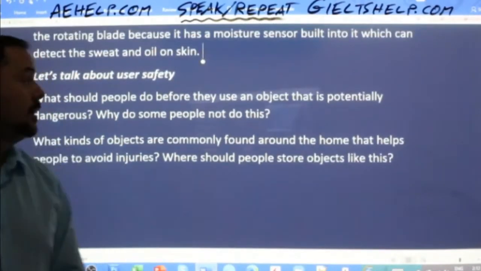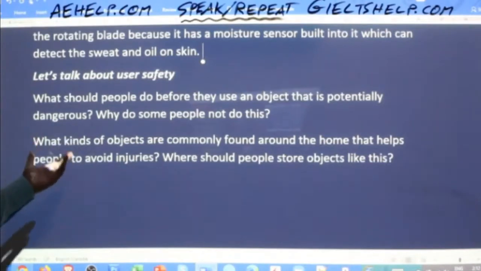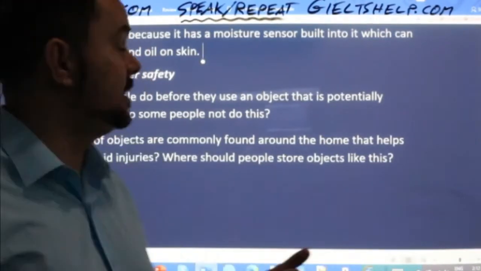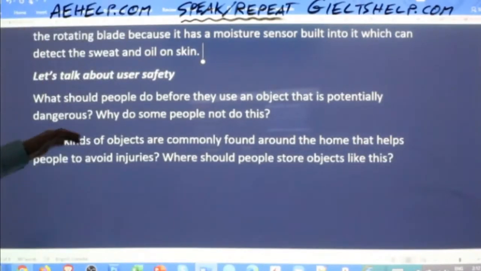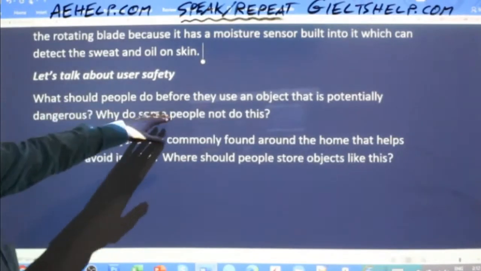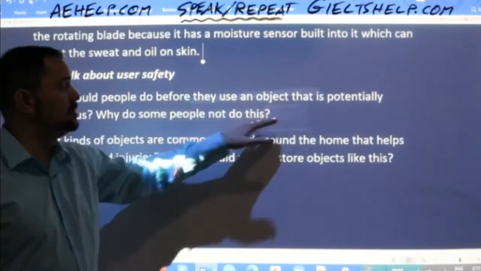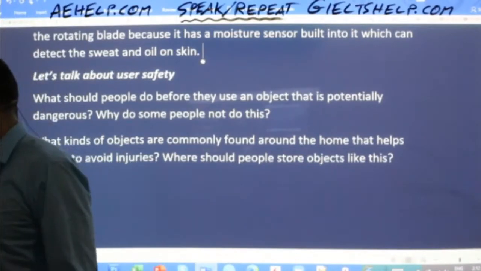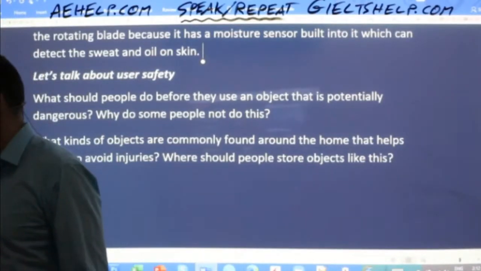Here we go. So you're doing a good job. You're moving along nicely. You're giving answers, explanations, and examples. And then the examiner says, okay, let's talk about user safety. What should people do before they use an object that is potentially dangerous? I bet I will get some really good answers for this one.